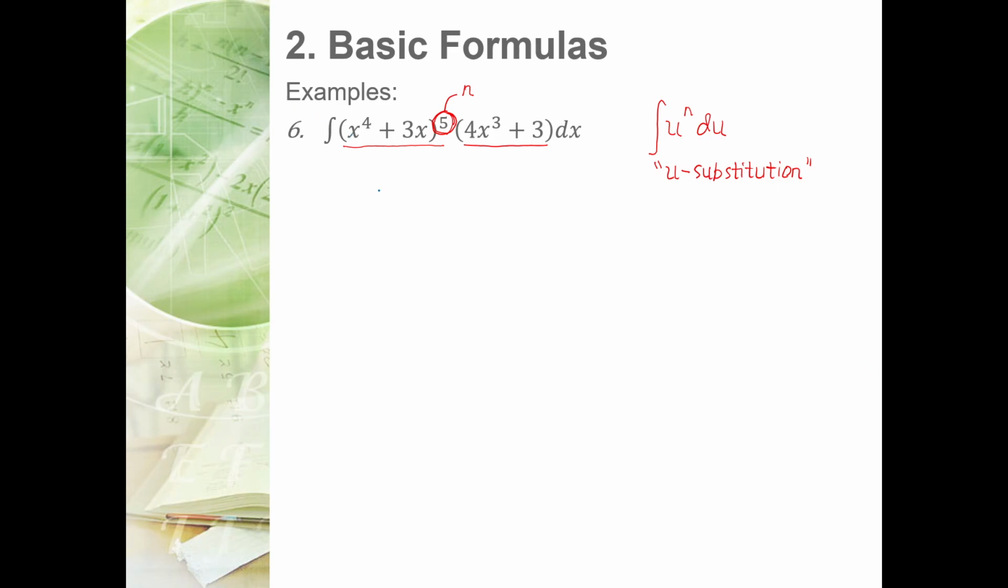Di ba? So there is, we let u. So again, our n is 5 naman, di ba? So our u, again, is the base of the exponent. So that's x to the power 4 plus 3x. So again, this will be our u parameter kani siya.